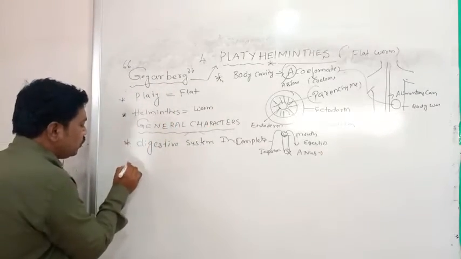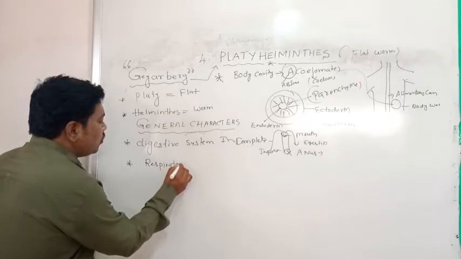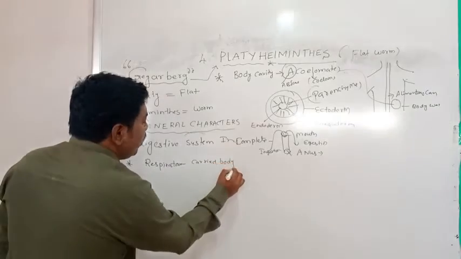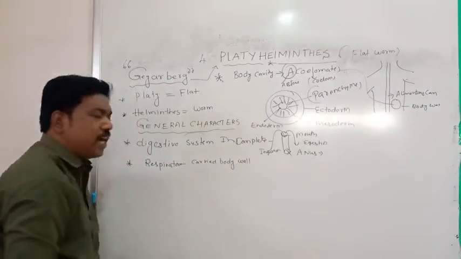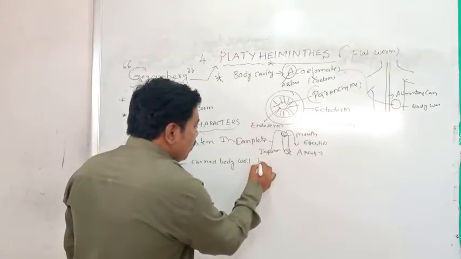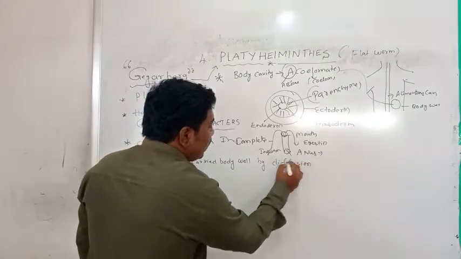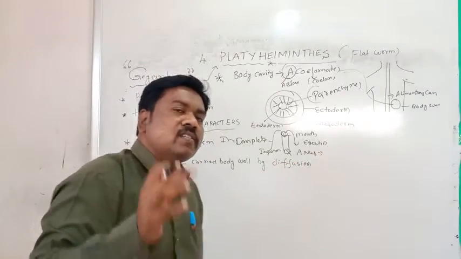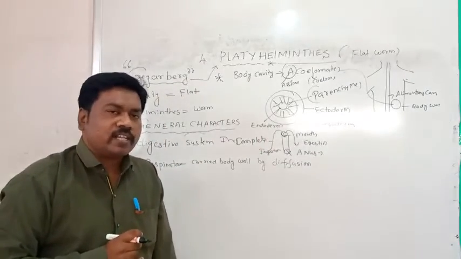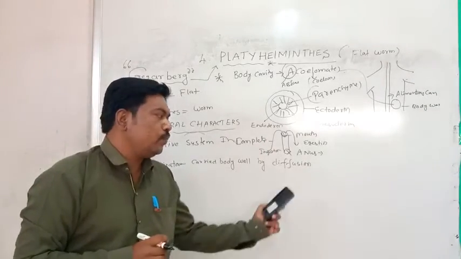After the digestive system, the next one is respiration. Respiration is carried out with the help of the body wall, not a specialized structure. By which process? By the diffusion process. Respiration means taking in oxygen and removing carbon dioxide. That respiration is carried out by a particular structure, the body wall, by the diffusion process.